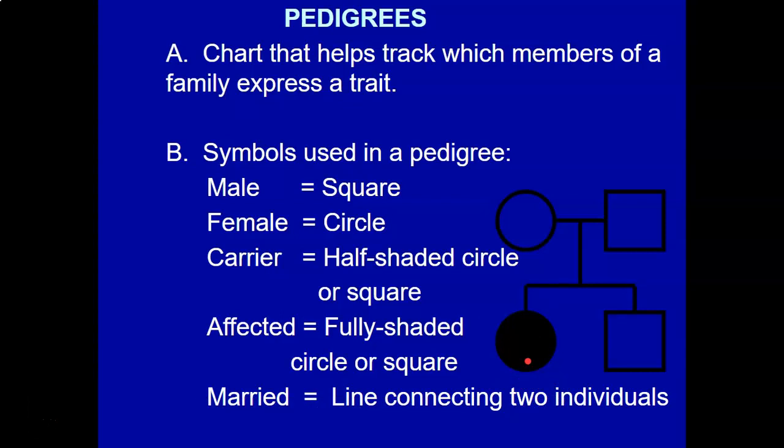Now, sometimes in pedigrees, they will represent half-shaded squares or circles. That means that person is a carrier or heterozygous. But often they don't do that, and you guys actually have to go through and figure out if the individuals are homozygous dominant or heterozygous. Now, if it's recessive, then they're totally homozygous, always.